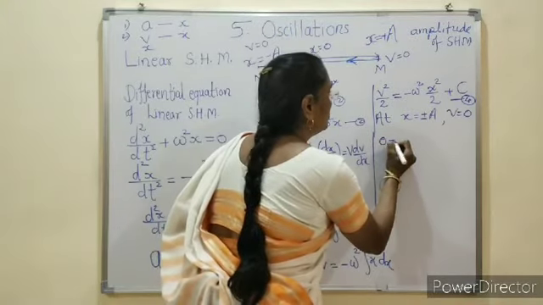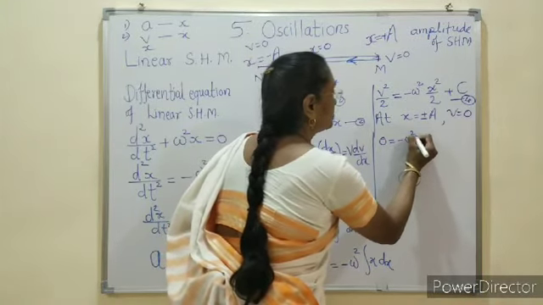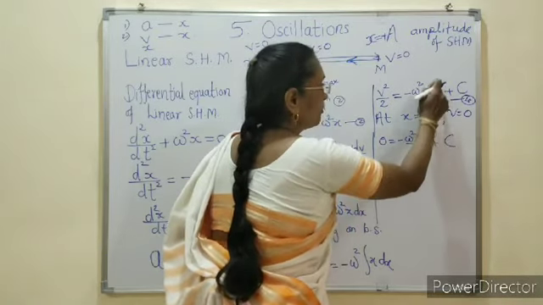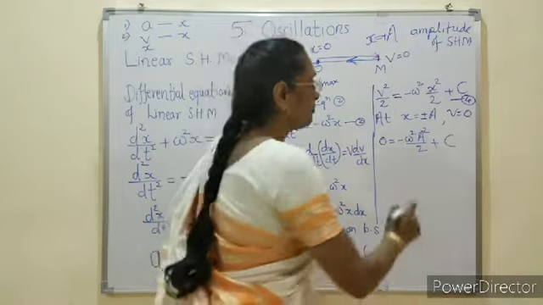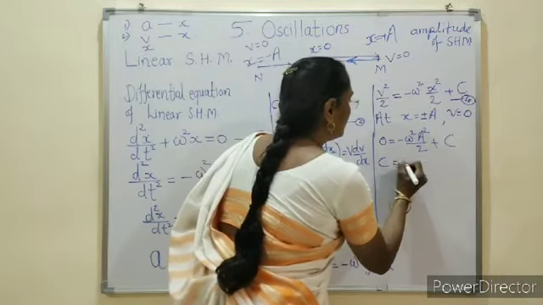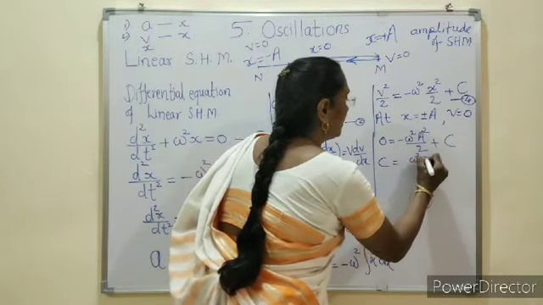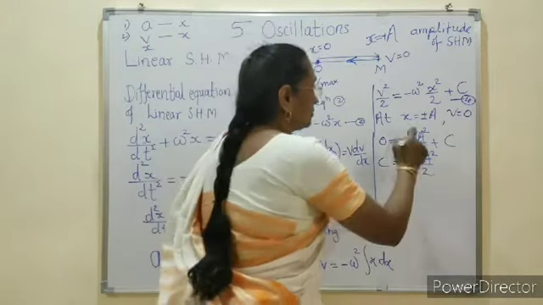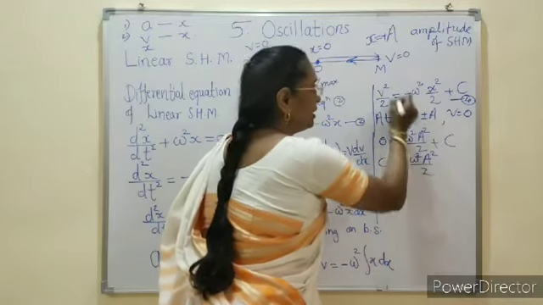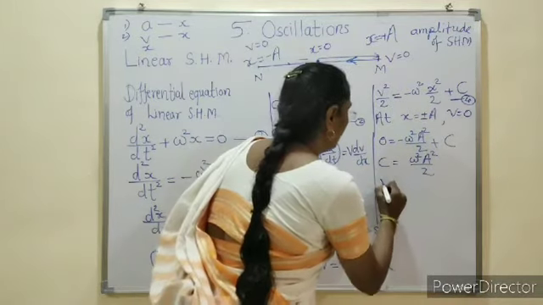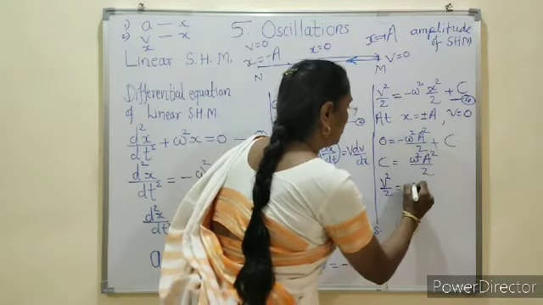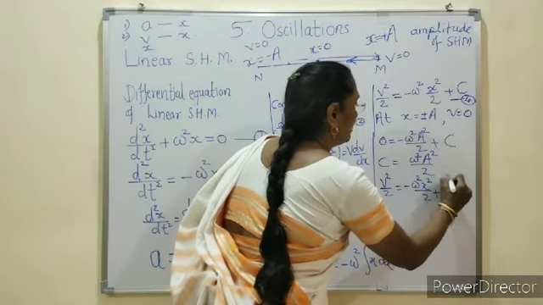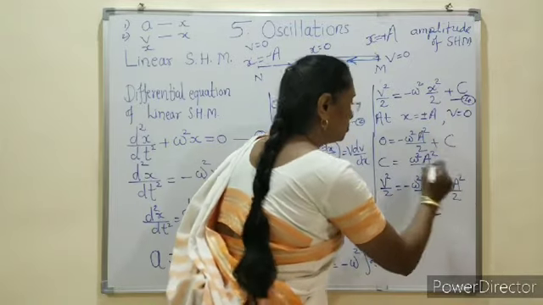we get 0 is equal to minus omega square a square by 2 plus c. So plus or minus a can be substituted in place of x. We get c is equal to omega square a square by 2. Substituting this value of c in equation 4, we get v square by 2 is equal to minus omega square x square by 2 plus omega square a square by 2.